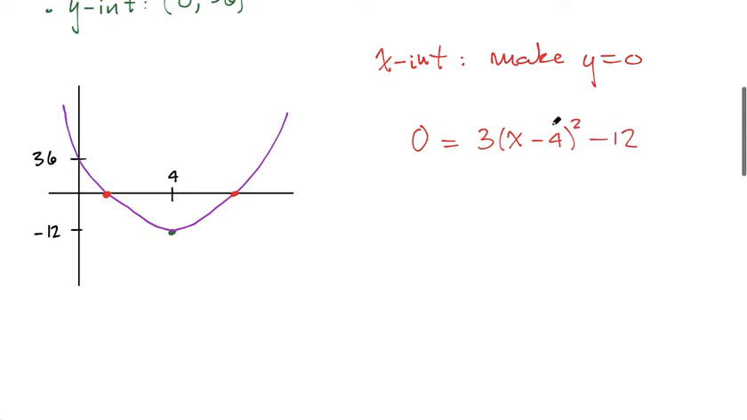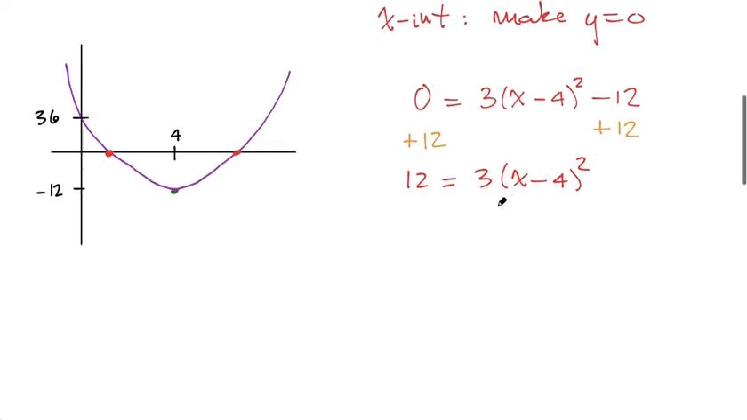First of all, I have different things going on to the x. If I follow order of operations, first I subtract 4 and square. Then I multiply by 3. And lastly, I subtract 12. I'm going to do that in reverse order to solve. That's just solving a regular equation. So first I need to add 12 on both sides. If I add 12, I'm left with 12 equals 3(x minus 4) squared.